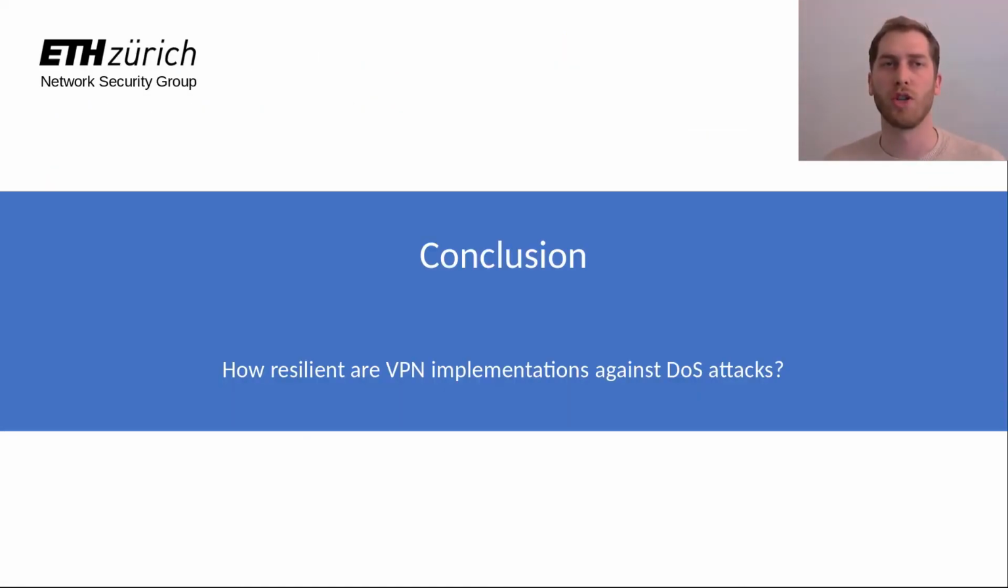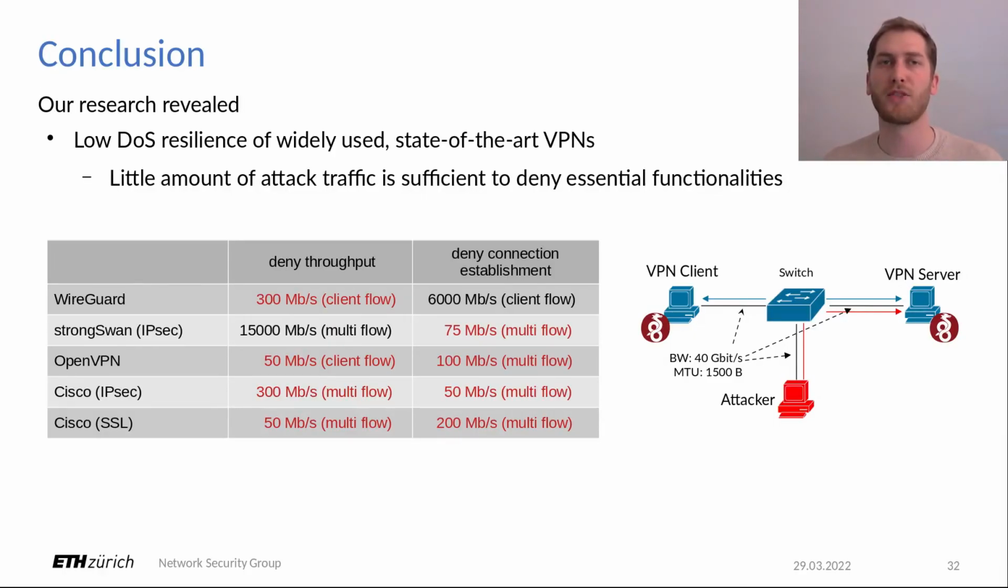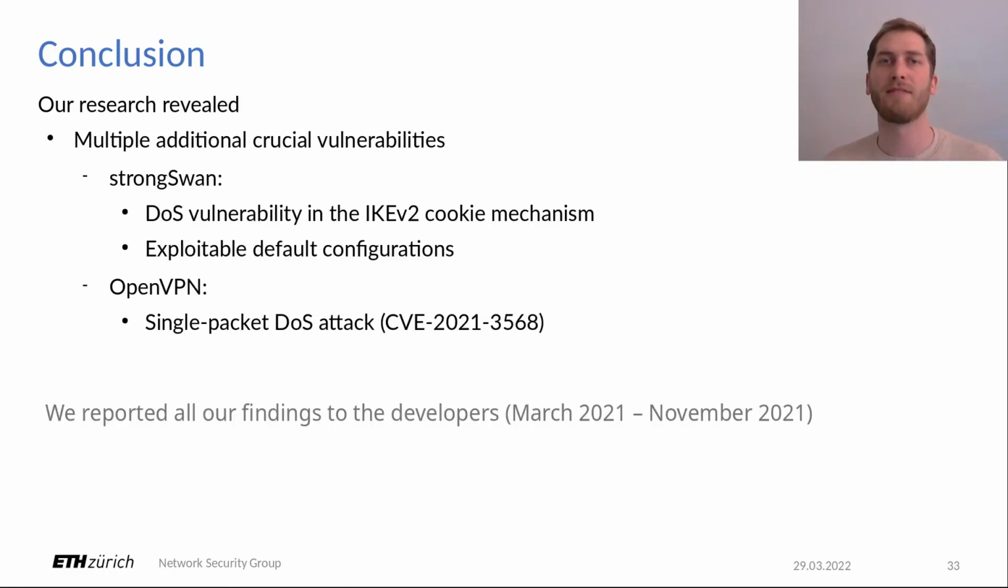So coming to the conclusion, how resilient are VPN implementations against DoS attacks? Our research has revealed that with little amount of attack traffic, essential functionalities of widely used state-of-the-art VPN implementations can be denied. Further, and sadly I didn't have time to go into that, we found multiple vulnerabilities.